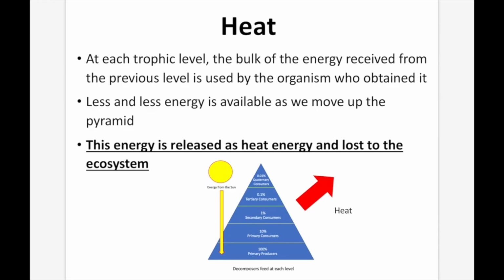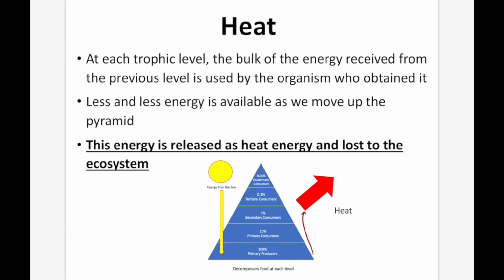At each trophic level, the bulk of the energy received from the previous level is used by the organism who obtained it. That's to do things like move around. When that organism moves around, it's going to burn that energy and create a byproduct of heat. And as a result, less and less energy is available as we move up the pyramid. So as our primary producers survive, they are going to need to undergo cellular respiration and do some kind of action that's going to consume some of that energy. As a result, they're going to give a good deal of that off as heat.